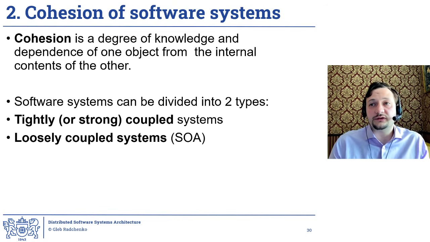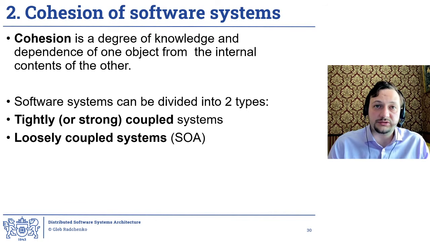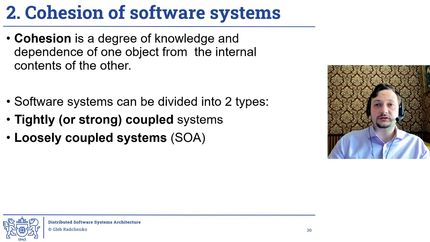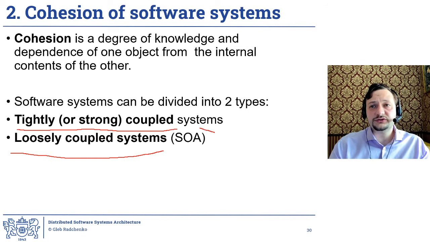Next thing that I want you to understand is the cohesion of the software system. And we talked about this several times before, that we should think about the system's coupling as a degree of knowledge and dependence of one object or component from the internal contents of the other object or component. And we can divide the systems into tightly or strongly coupled systems or loosely coupled systems. So services and service-oriented architecture should be developed as a loosely coupled system.